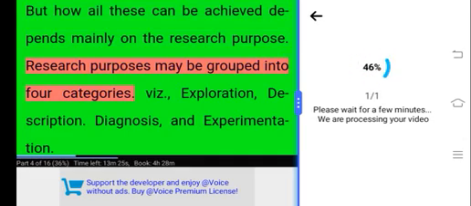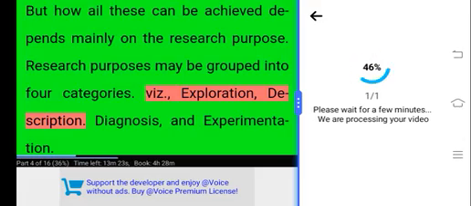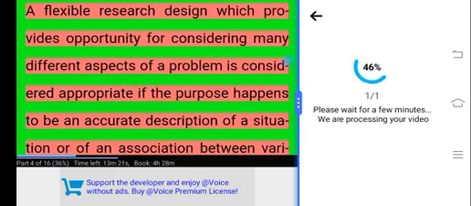Research purposes may be grouped into four categories: exploration, description, diagnosis, and experimentation. A flexible research design which provides opportunity for considering many different aspects of a problem is considered appropriate if the purpose happens to be an accurate description of a situation or of an association between variables. The suitable design will be one that minimizes bias and maximizes the reliability of the data collected and analysed.